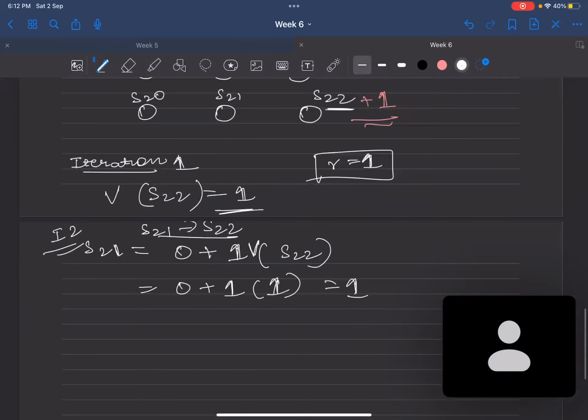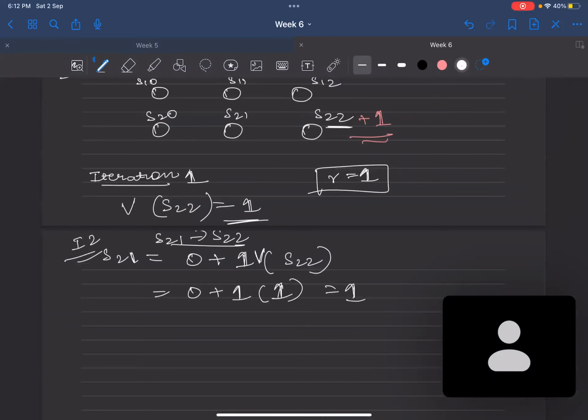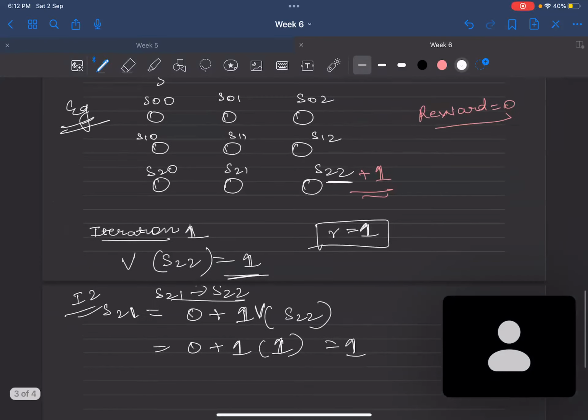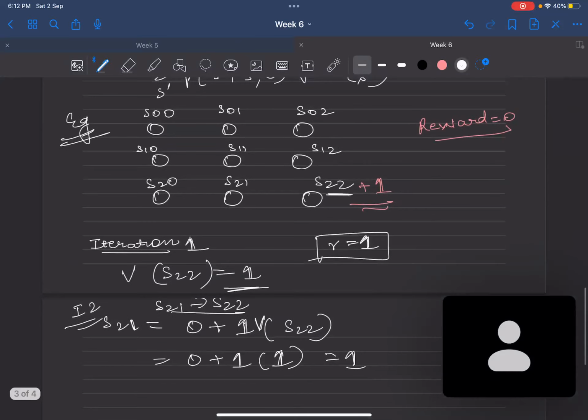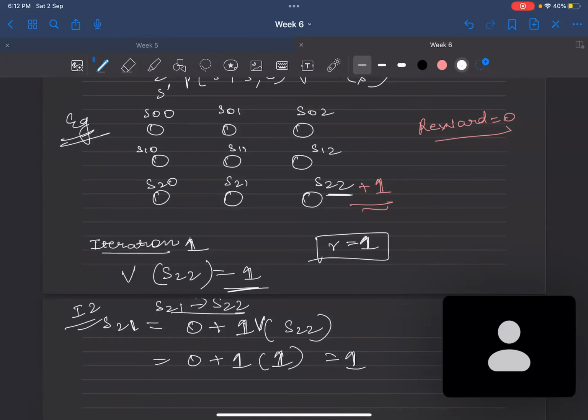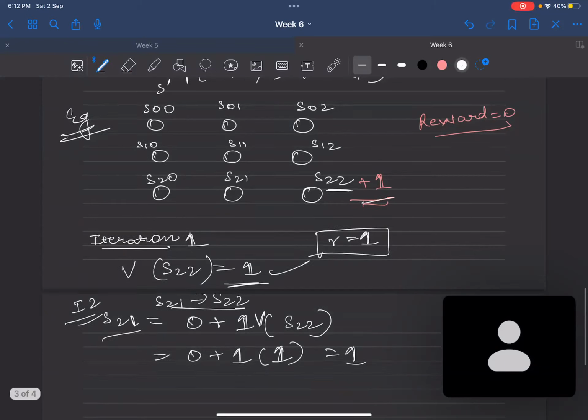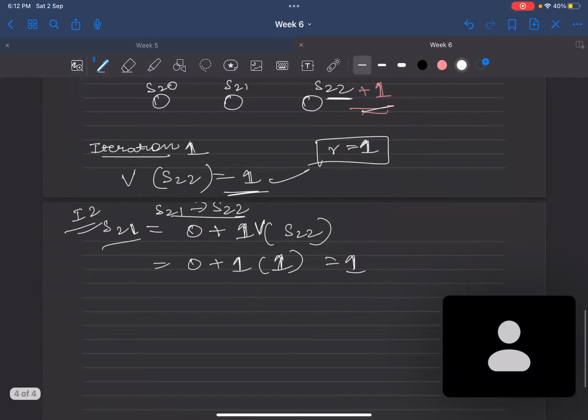So any doubts up till now? What I'm saying is the value function of S22 is given, the reward is 1. So I can say that it is 1 here, because when we solve it, from S21 to S22 the reward is 0 in S21. But when we go, the gamma is 1 and the S22 value function we have already said is 1. So 0 plus 1 into 1, that is 1 here.